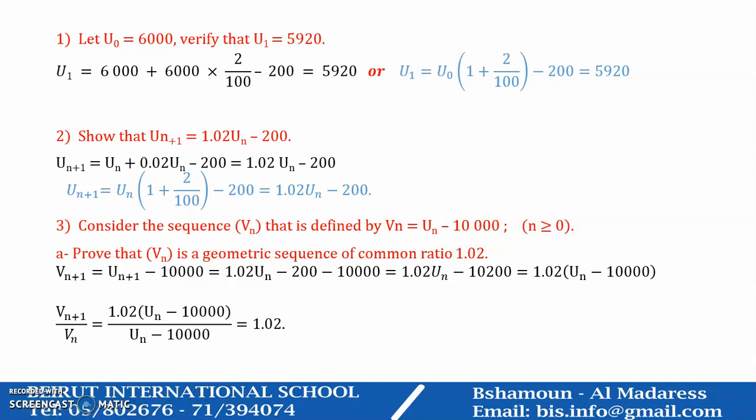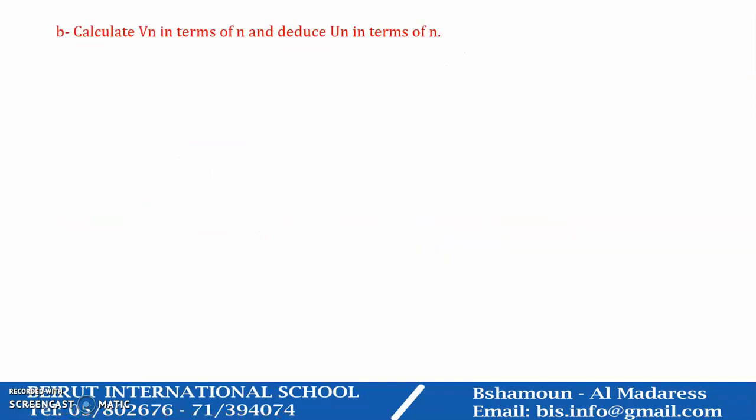Vn plus 1 over Vn equals 1.02 times (un minus 10,000) over (un minus 10,000). Most of the time, we can factorize by the coefficient of un to obtain this Vn. So we can simplify here, and we obtain a constant term, which is the common ratio, and this is a geometric sequence of common ratio 1.02.